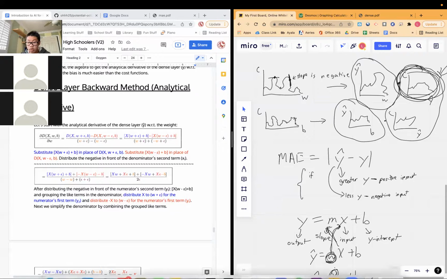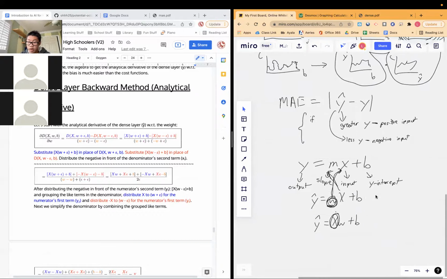You were trying to find the relationship with respect to w, so your slope is x.